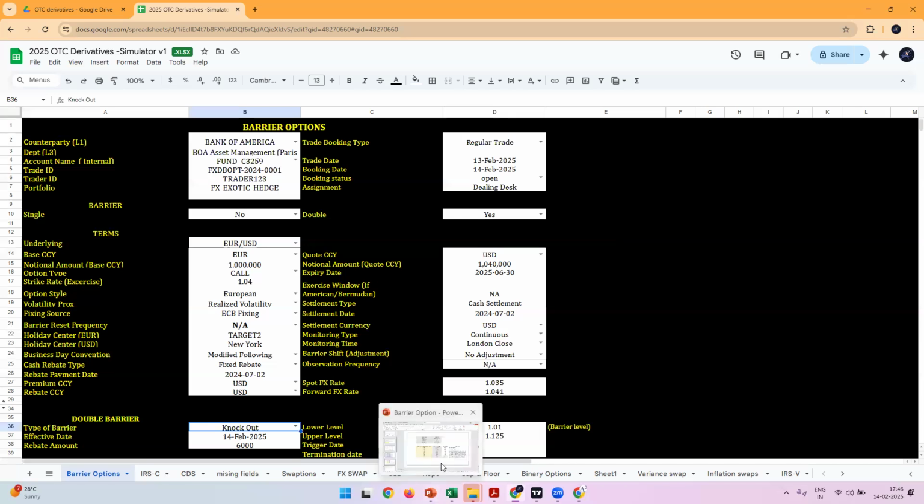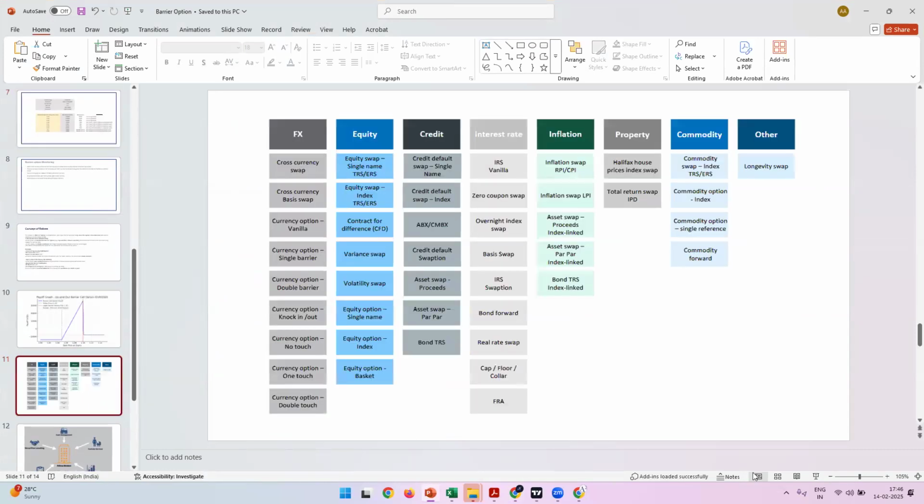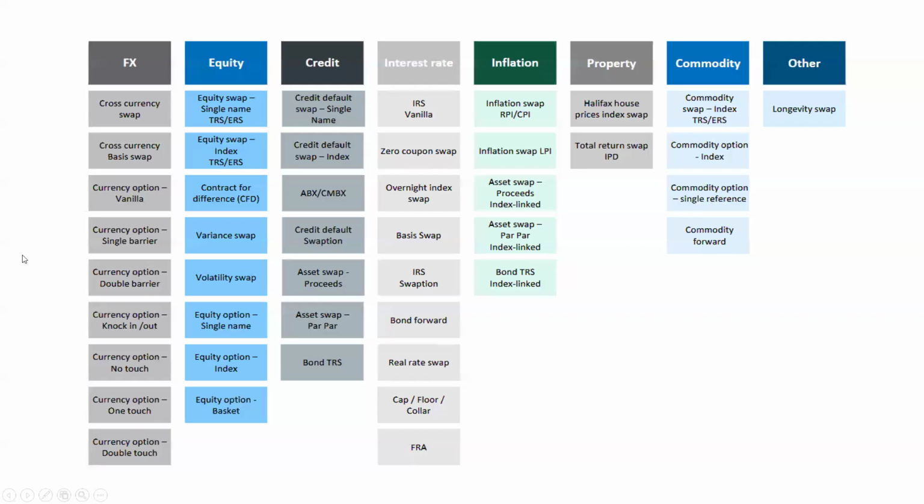Now, just to give you a fair idea, what are the other types of OTC derivative products? There are multiple OTC products. Like in the FX market itself, you have these many types of options. In equity swaps, very popularly, total return swaps, contract for difference, various swaps, volatility swaps. These are used by the hedge funds. And then based on the credit risk, it can be used for hedging, like a credit default swap or a credit default index swap can be used.